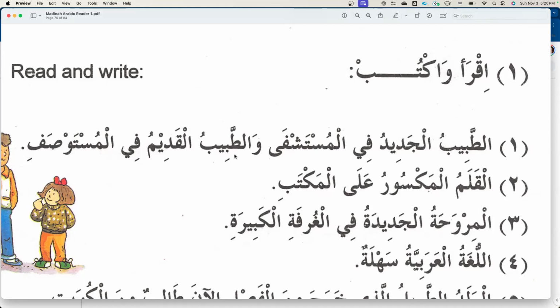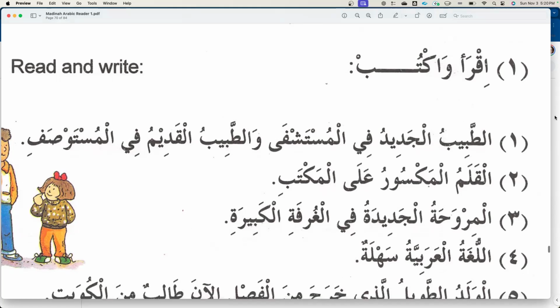The old doctor. Yes, the tabib, the old one, al-Qadim. Clinic. Yes, it's mustawsaf. It's a medical center, a small medical center. Yeah, clinic, very good. الطبيب الجديد في المستشفى والطبيب القديم في المستوصف. Yeah, mustawsaf. In Saudi it's pretty common. It's bigger than a clinic. A clinic is عيادة. Mustawsaf is like many doctors' offices.